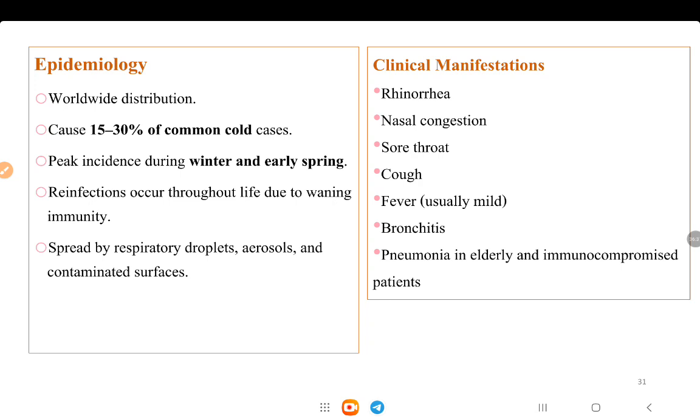We find that reinfection may occur many times due to the decrease in immunity, and it spreads mainly by droplets, aerosols, and contaminated surfaces, like other respiratory viruses. It can cause different clinical manifestations: rhinorrhea, nasal congestion, sore throat, cough, fever, and bronchitis. And pneumonia in the elderly; it can cause pneumonia in the risk groups, the elderly and immunocompromised patients.